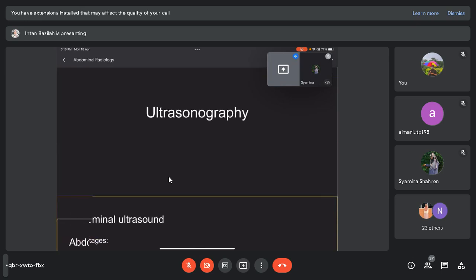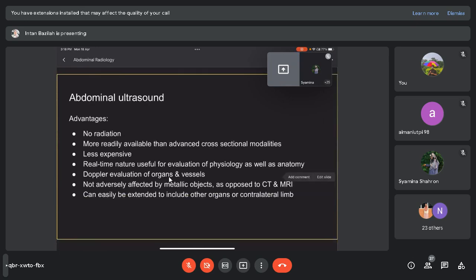Okay, so next, ultrasound. This is quite commonly done. It has many advantages. One of the most important advantages is it doesn't involve radiation. It's more readily available than advanced cross-sectional modalities. And I think nowadays most of the clinics, GP or KK, already have their own ultrasound machine. And it's less expensive. It's real-time and useful for evaluation of physiology as well as anatomy.